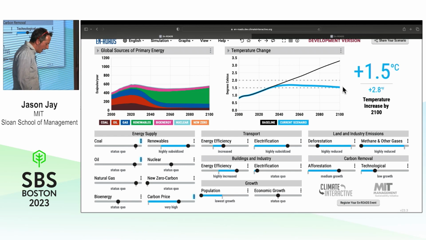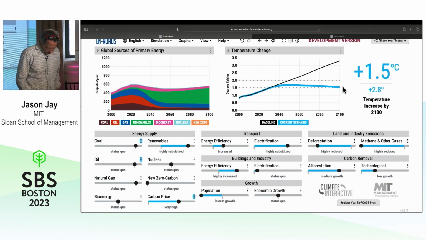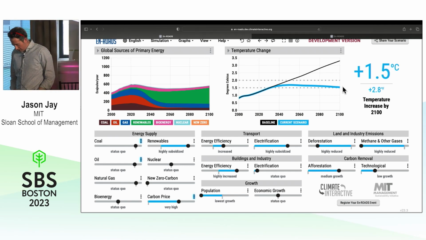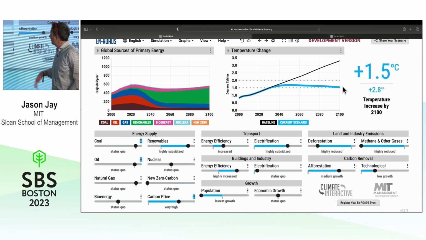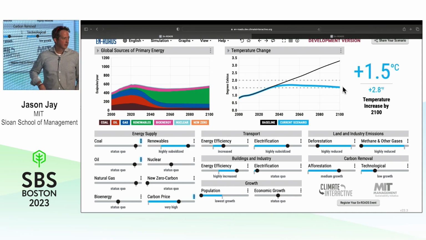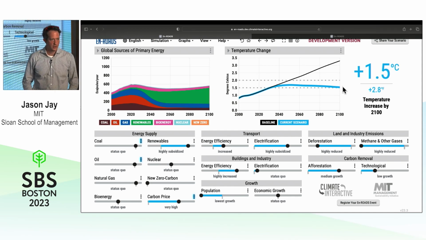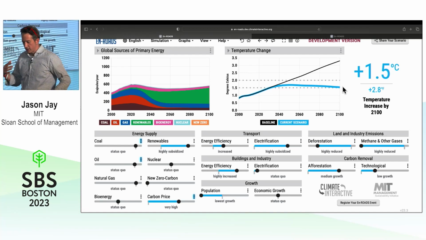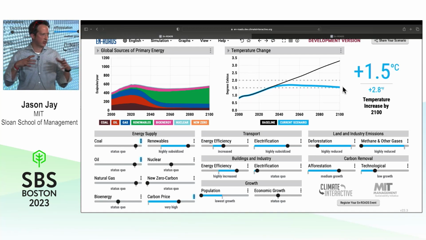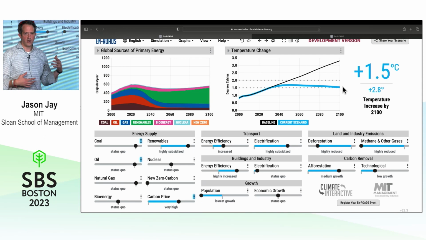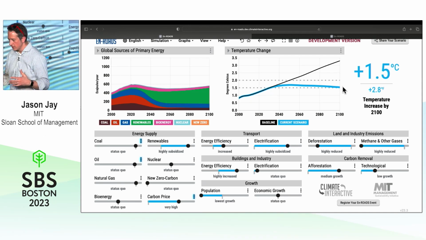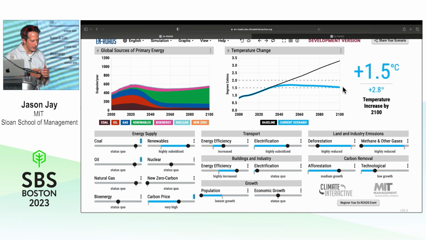For me, I have a 12-year-old and a 9-year-old. And for me, this means I get to look them in the eye and say we did our best. And not just say we did our best, but we all did our best together, because it's going to require my son and daughter as much as it's going to require me and my parents. And I think it's important.